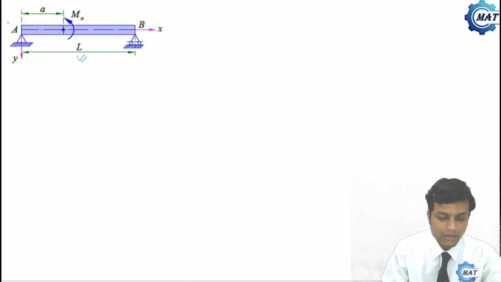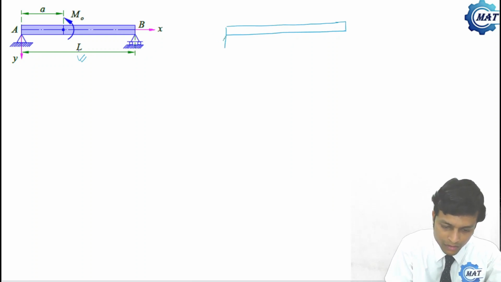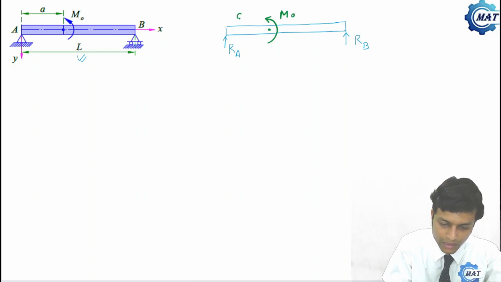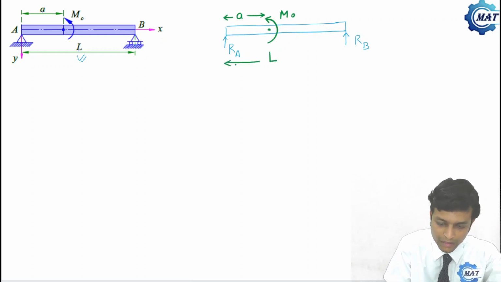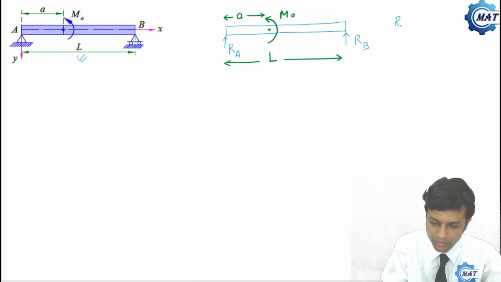First of all, we have to calculate the support reactions. So this is the beam. Let us consider reaction at point A is Ra and reaction at point B is Rb, and the concentrated bending moment is M0 at a distance A, and length of the beam is L. So if we apply the equations of statics, then what we will get?